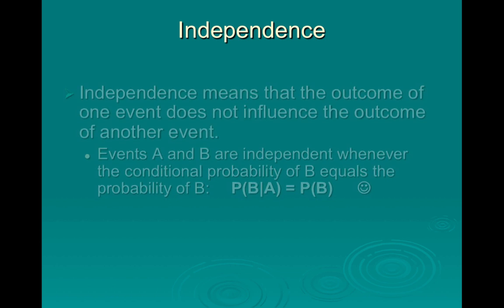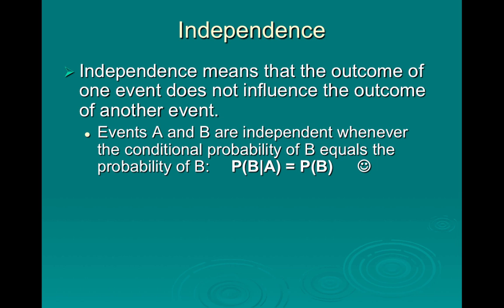Continuing with Chapter 15, we're going to talk about independence. So we know that independence means that the outcome of one event will not affect the outcome of another event. Flipping a coin, it doesn't matter if it lands heads or tails, it will not affect how a dice will end up when you roll it.